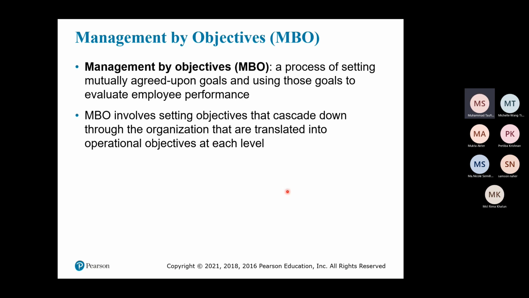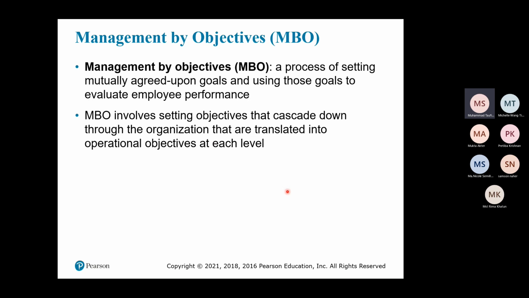Okay, so that is the traditional way how we set up the goal in the organization. Okay, and then we have another type of technique. We call it management by objective. Okay, so what is management by objective? It is a process of setting mutually agreed goals and using these goals to evaluate employee performance.